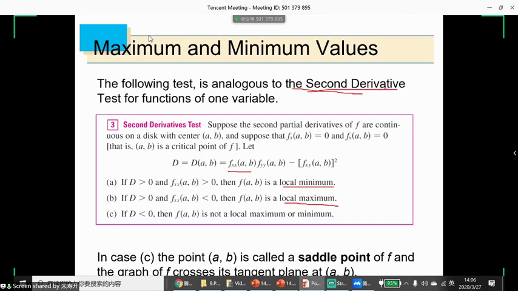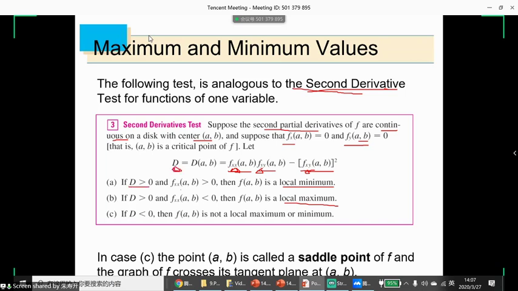Suppose the second partial derivatives of f are continuous on a disk with center (a, b), and suppose that the first partial derivatives are equal to 0. Then (a, b) is a critical point. And then let G equal f_xx, the second partial derivative for x, times f_yy, the second derivative for y, minus the square of f_xy, the second derivative for x and y. We let this equal G.